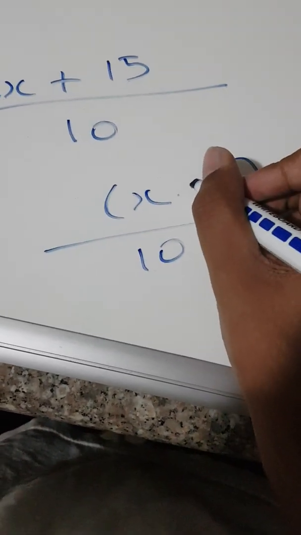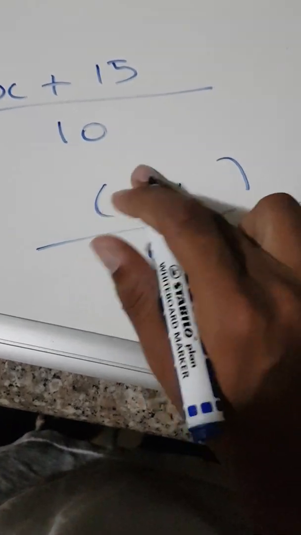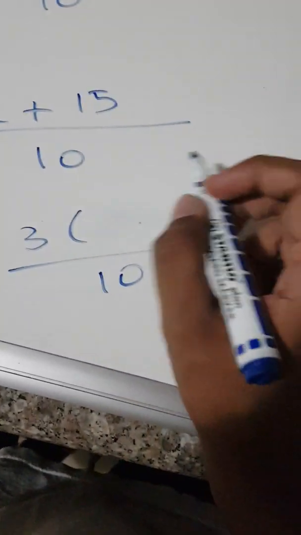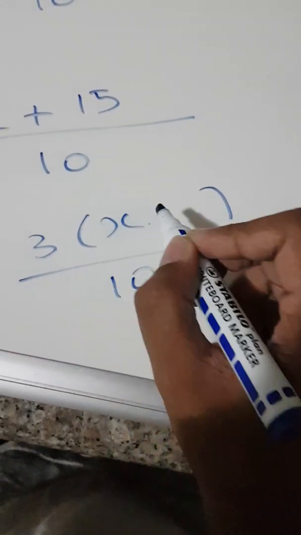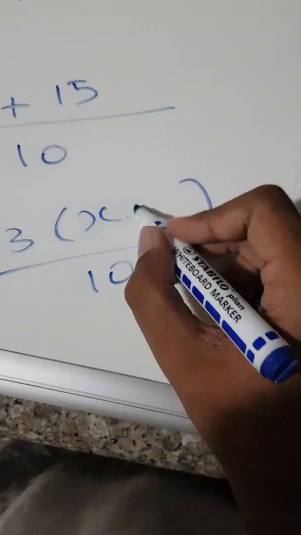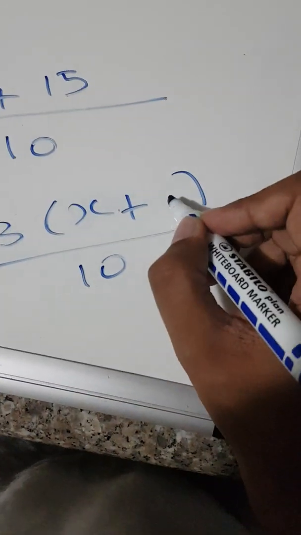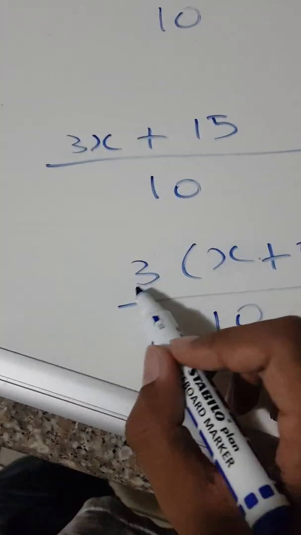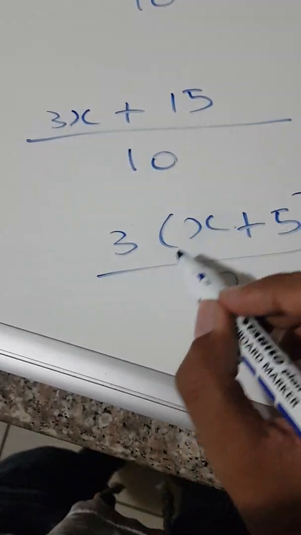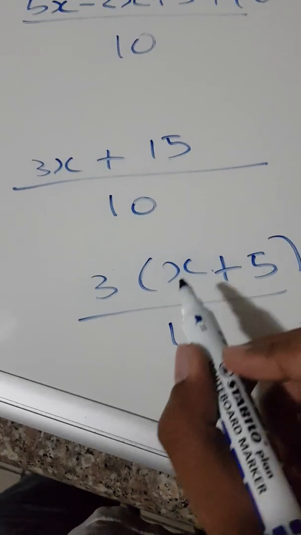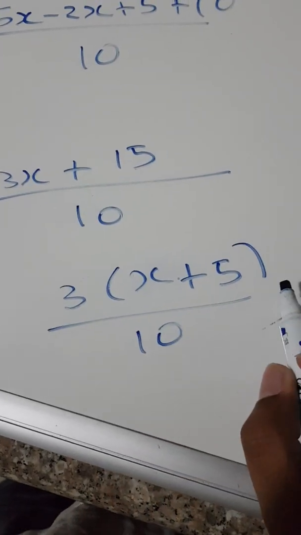So we could put 3, right? 3 times x will give us 3x. 3 multiplied by x will give us 3x. 3 multiplied by 5 will give us 15. So that's how it works. Because 3 times x will give us 3x, and 3 multiplied by 5 will give us 15. And this is how we factor to make the fraction as simplified as possible.